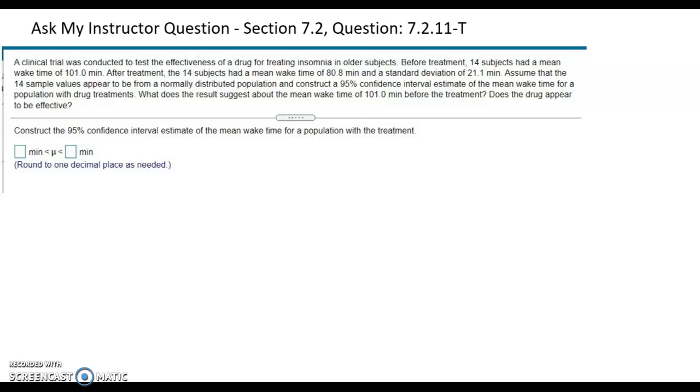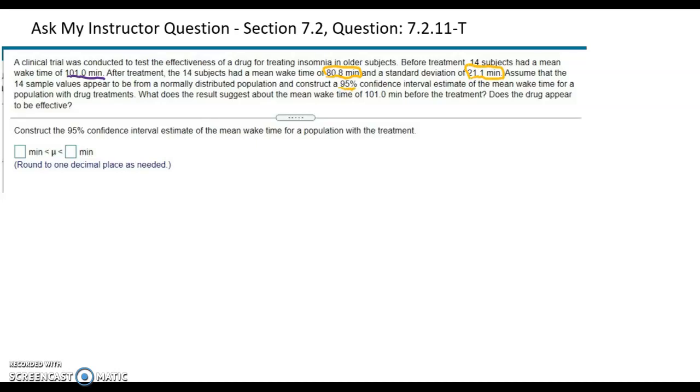So what might have thrown you off or been a little bit tricky about this question is they give you two mean values. The first value that we're given for a mean is 101 minutes, but this value is what we're going to be comparing at the end. Once a treatment is applied, the mean wake time of the 14 subjects is 80.8 minutes. This is the mean that we're going to use in our calculations, and the standard deviation is 21.1 minutes. And we're looking to construct a 95% confidence interval.